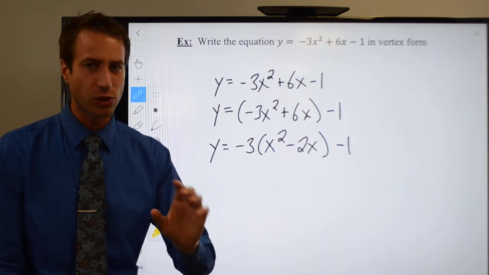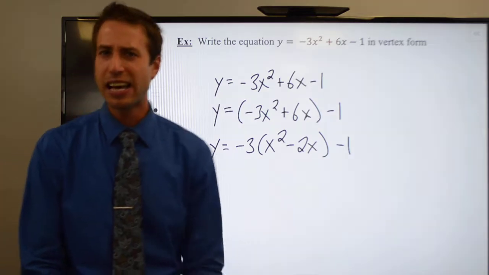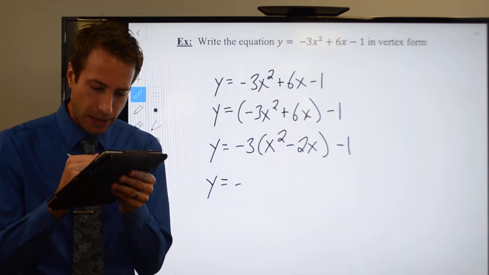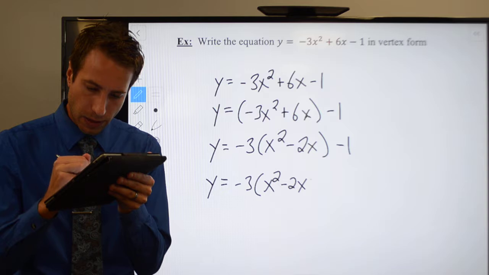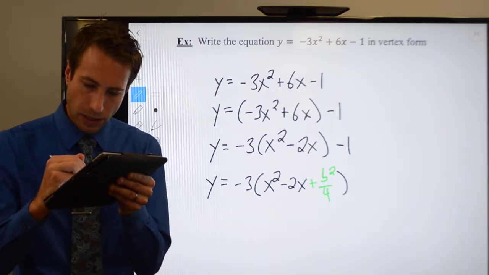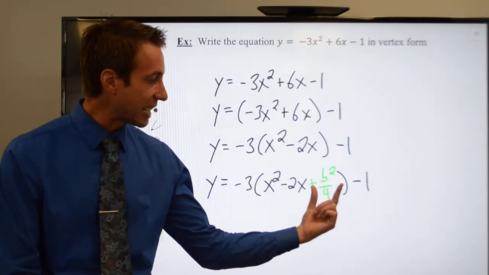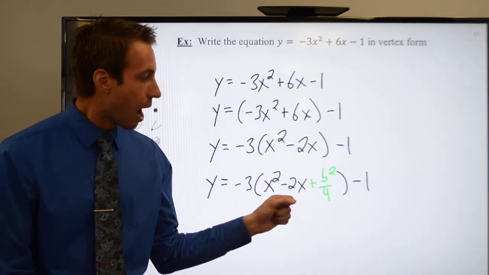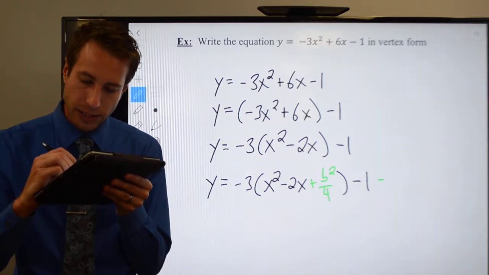But this adds an extra little wrinkle here when I subtract my b squared over 4 on the end, and I'll show you what we're going to do when we get to it. So I have y equals minus 3 times the quantity x squared minus 2x plus b squared over 4, minus 1. Now, since I added b squared over 4 inside the parentheses where my b is a negative 2, I'm going to have to subtract b squared over 4 outside the parentheses.